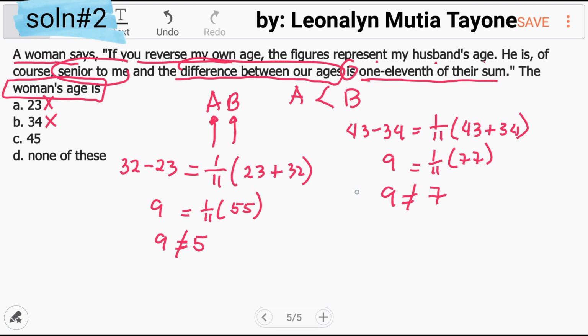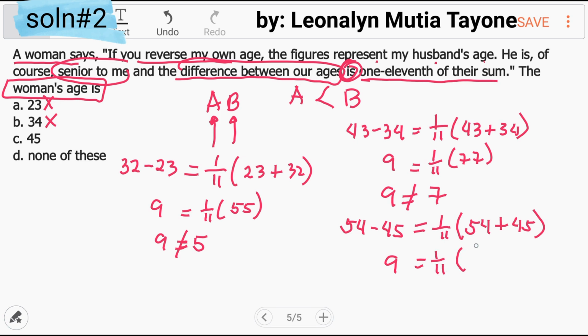Now, doon tayo sa letter C. Kabaliktaran ni 45 ay 54. 54 minus 45 equals, ang is nga equals yan siya, 1 over 11 sa sum dito sa 54 plus 45. Again, 54 minus 45, that is equals to 9. 1/11th of the sum of 54 plus 45, that is 99. So, 99 divided by 11, and that is equals to 9. 9 is equals to 9.